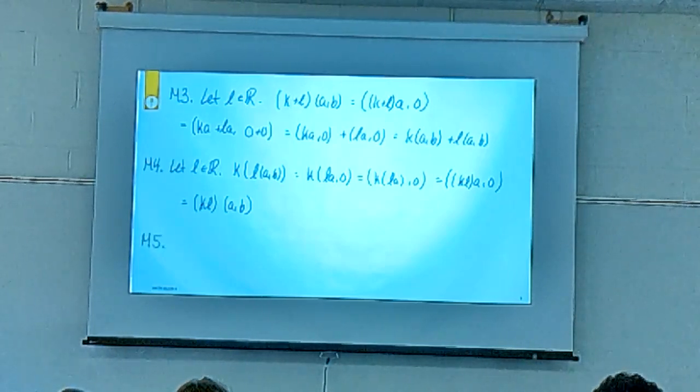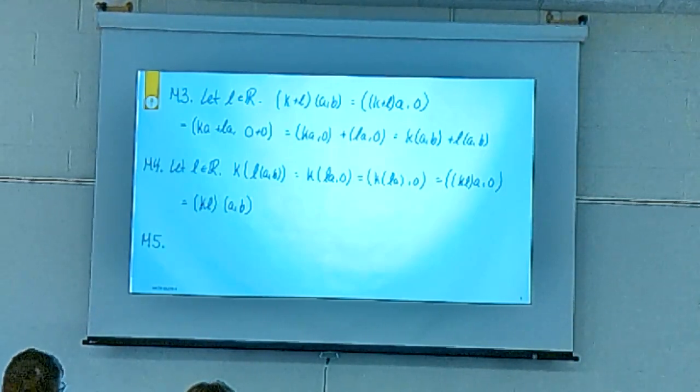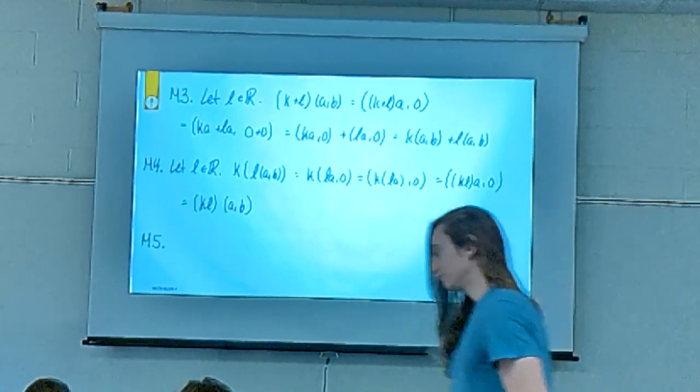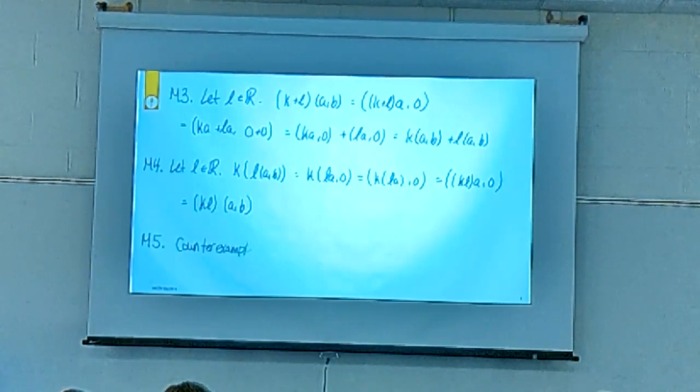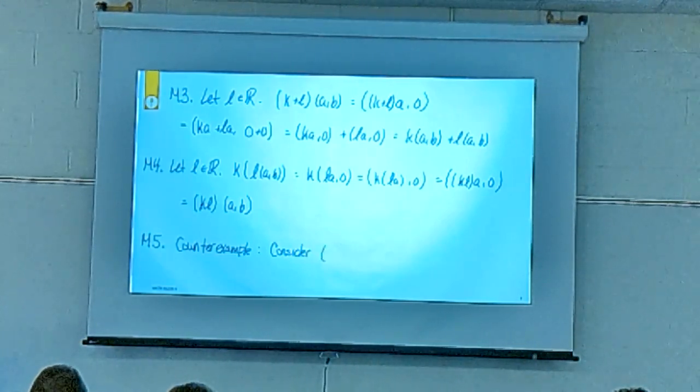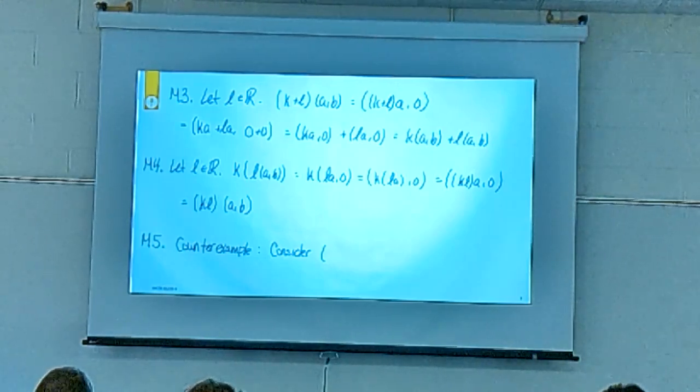Finally, M5. This is the one we have to show is not valid. This property does not hold. Well, counterexample. Can you just use any number? No. Because if B is any number, there's one number B you can't use in your counterexample. 0? Yeah. Anything else will work.